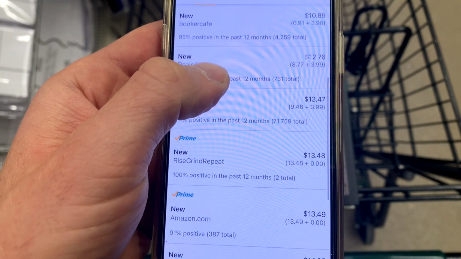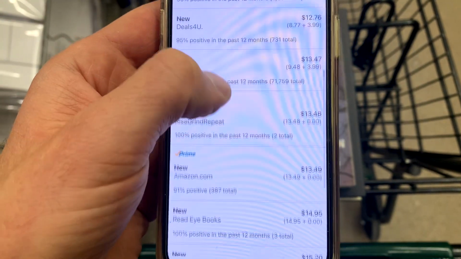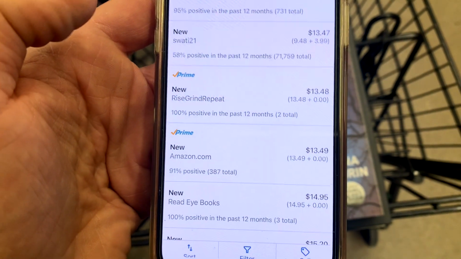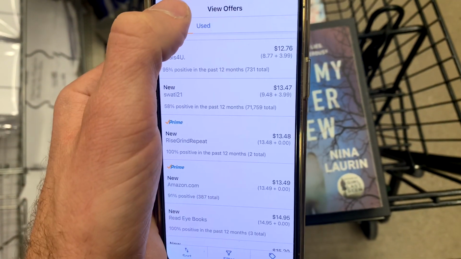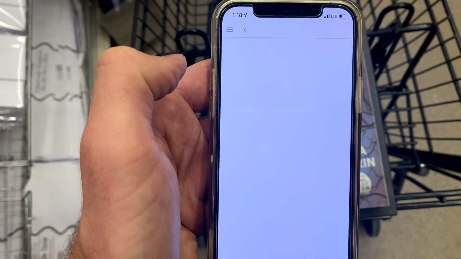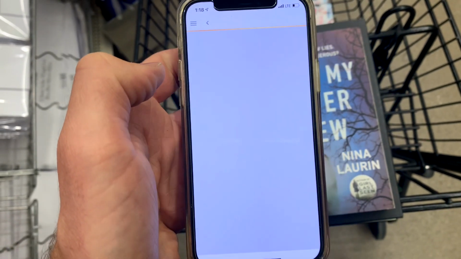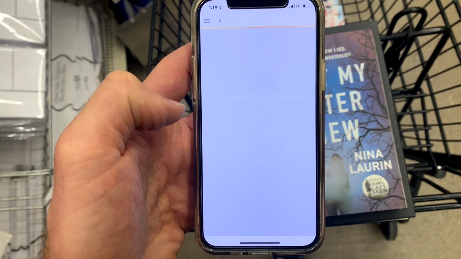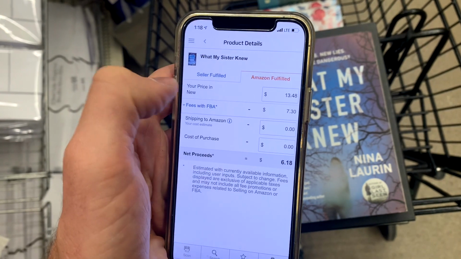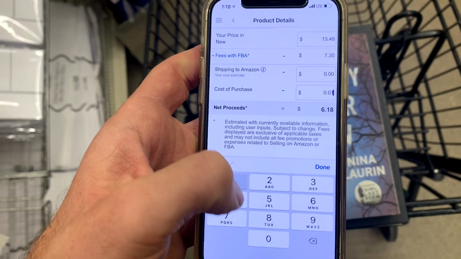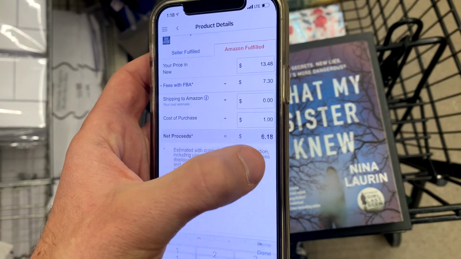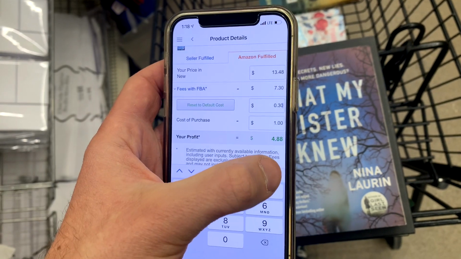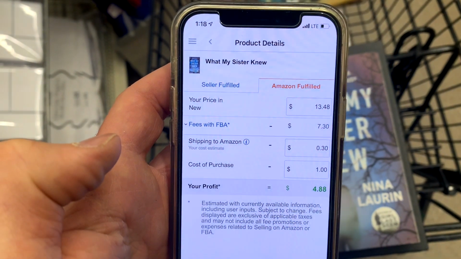Let me scroll down. Okay, so there's a few down there. There's $13.48, $13.49. The lowest one's $13.48. So we'll go back here and we'll click on that. And then we'll click down here. Click on Amazon fulfilled. And we're going to get it for $1. You guessed it. And 30 cents for shipping to Amazon. Okay, so on that, we're going to make almost $5.